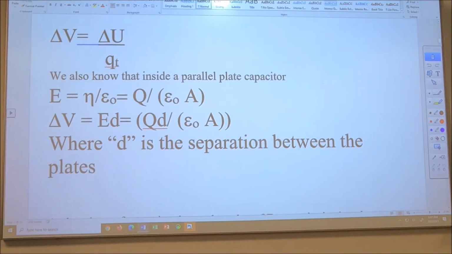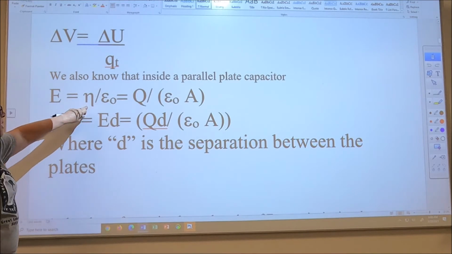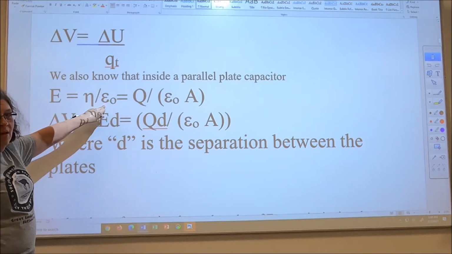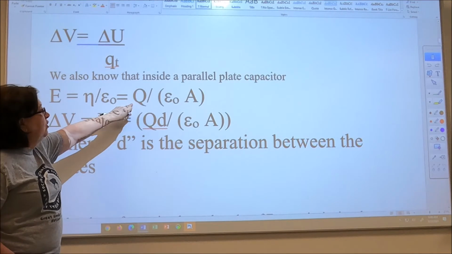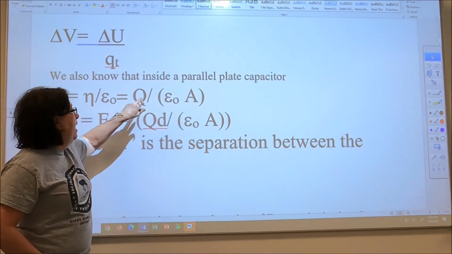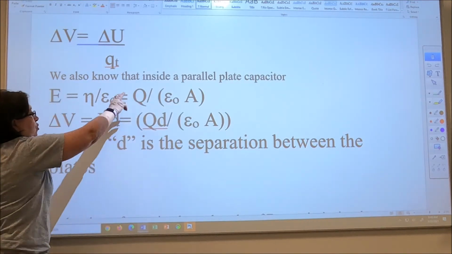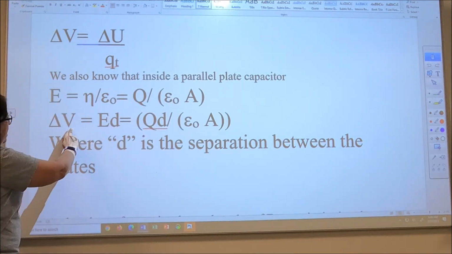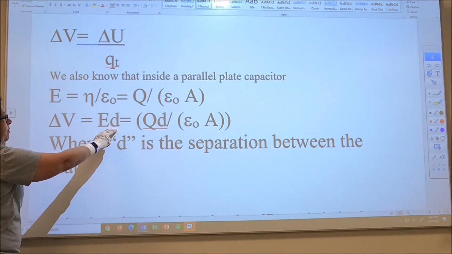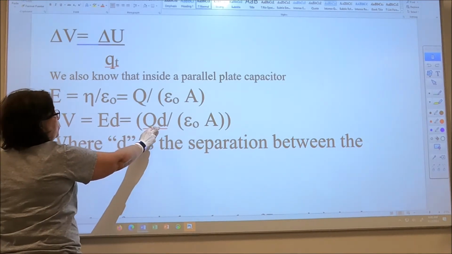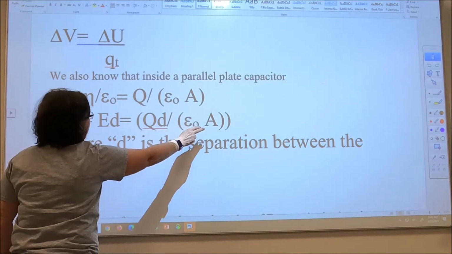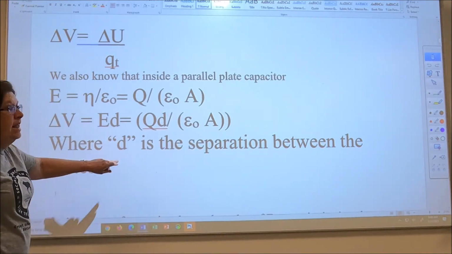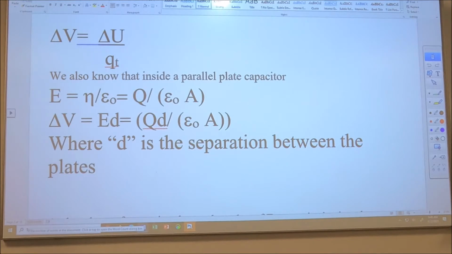If we are inside a parallel plate capacitor, and we're going to spend quite a bit of time with parallel plate capacitors, the strength of the electric field is equal to eta divided by epsilon 0, which is the same as Q divided by epsilon 0 A. Remember, Q over A, total charge divided by plate area. So delta V is equal to E times D, which would mean Q times D over epsilon 0 A, where D is the separation between the plates. Okay?